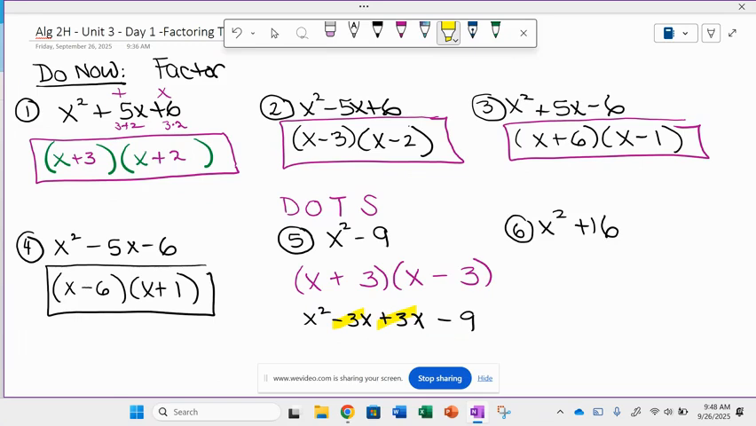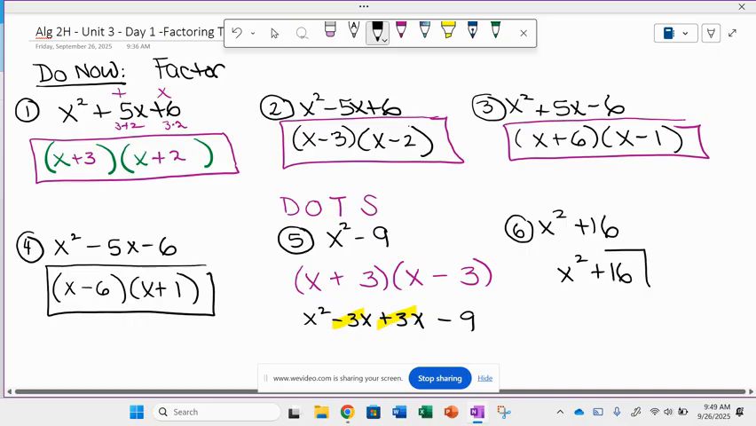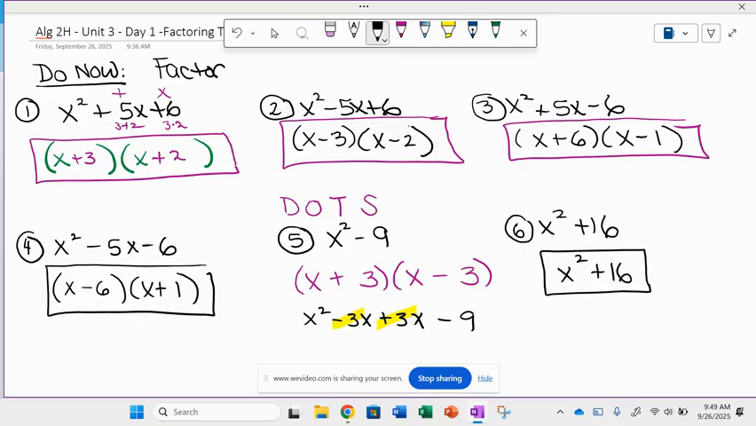In number 6, do we have two perfect squares? Yes. But do we have a difference? Do we have a subtraction? No. So this is already factored. This is as factored as it goes. We cannot factor any further. So it's just x squared plus 16. There's nothing we can do there.